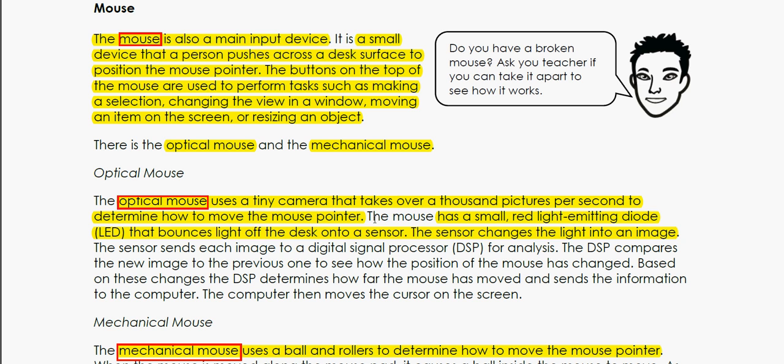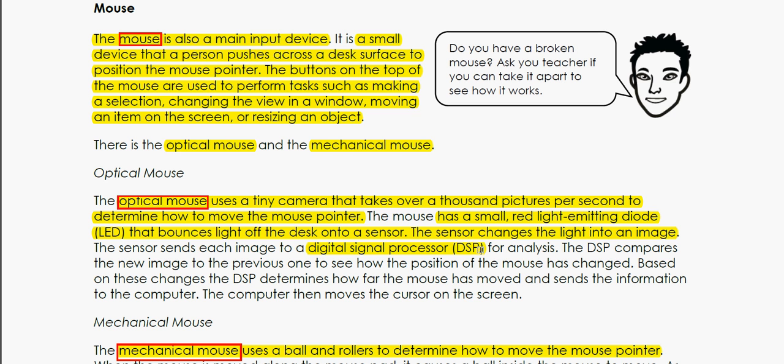It has a small red light-emitting diode, or LED. You need to make sure you're familiar with the term light-emitting diode, or LED, and that bounces the light off the desk onto a sensor, and that sensor changes the light into an image using a digital signal processor. Make sure you know that as well, the digital signal processor. That's what allows you to change your information.